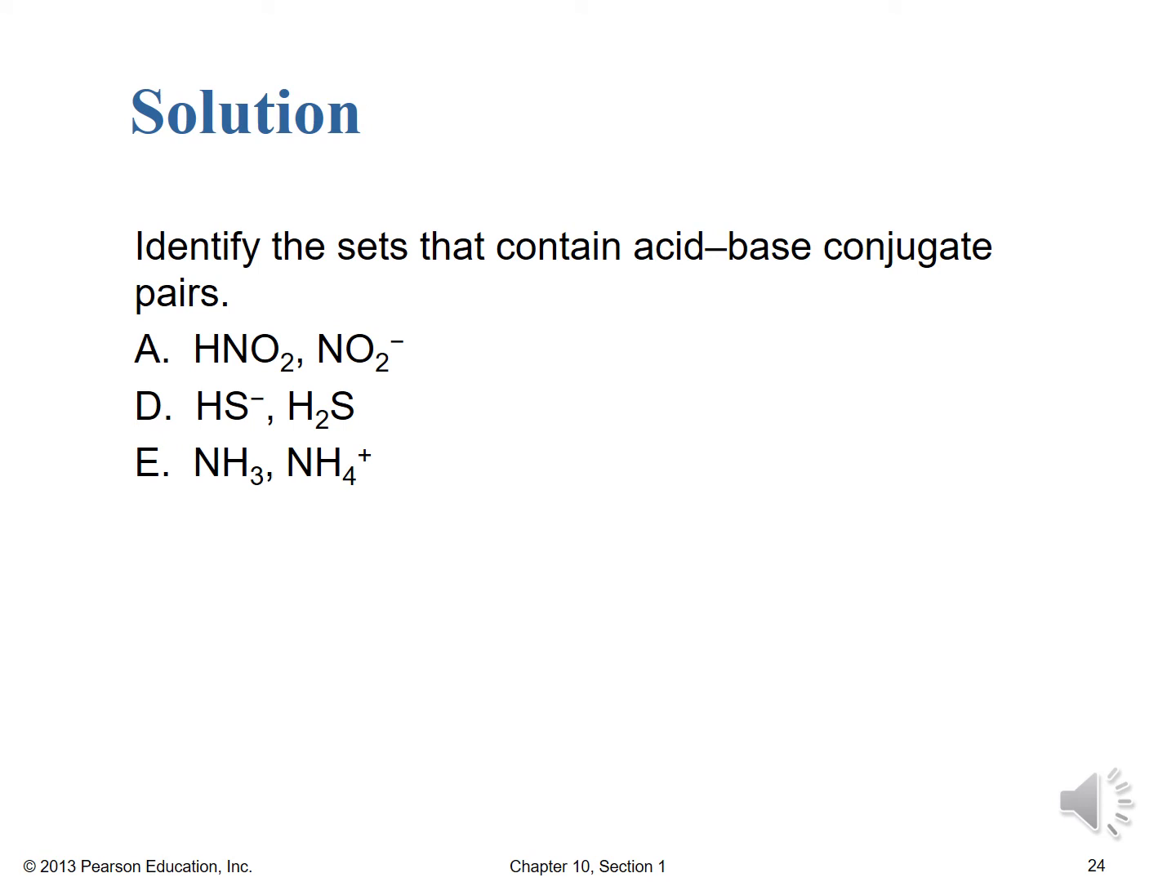Okay, so hopefully you identified A, D, and E as the sets that contain acid-base pairs, right? In the case of A, D, and E, we differ just by an H+. Either the first species has an extra H+ compared to the second, or the second has an extra H+ compared to the first. B and C, if you looked carefully, in B you were losing 2 H+, and we don't do that. We just lose them one at a time here for conjugate acid-base chemistry.